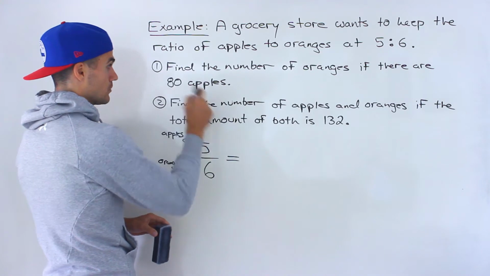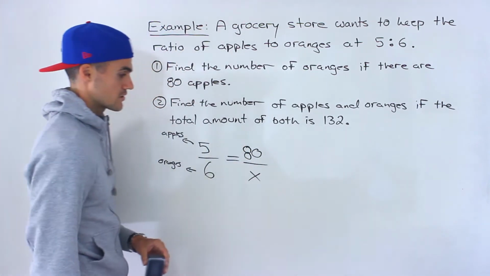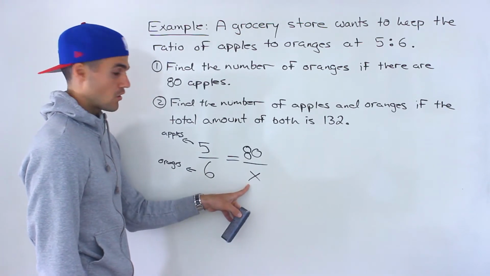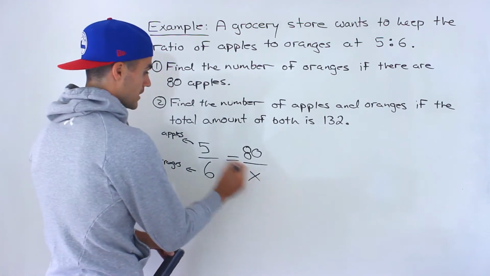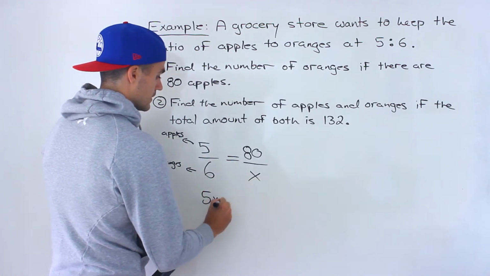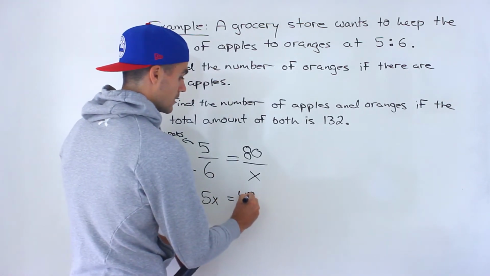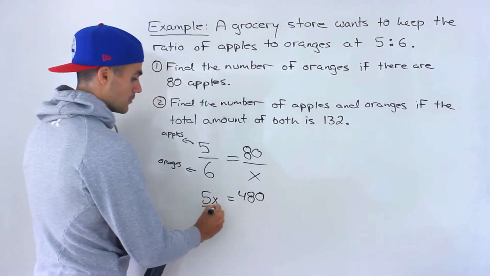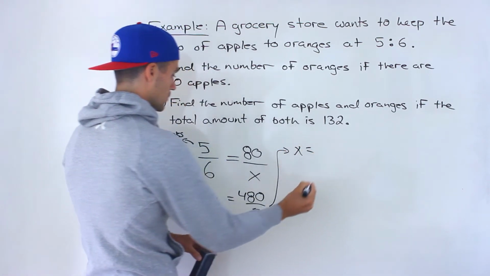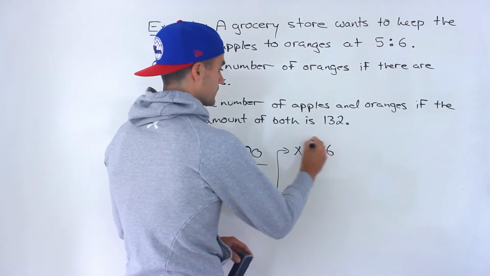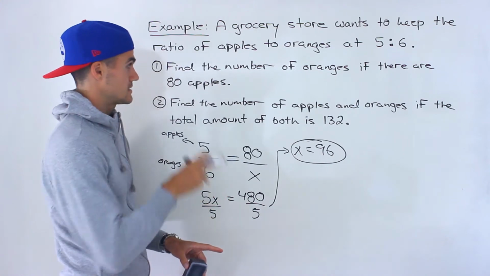So we know the number of apples is 80. How many oranges are going to be there? We just have to solve for that x right here. The way we could do that is to simply cross multiply. So 5 times x is 5x, and then we'll have 80 times 6, which is 480. Then we can divide both sides by 5. So x would equal 96. So there would be 96 oranges. That is the answer to number one.